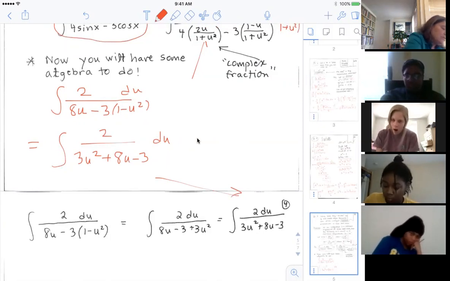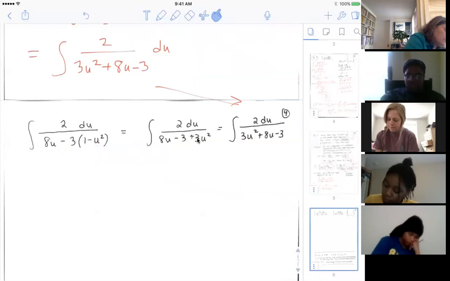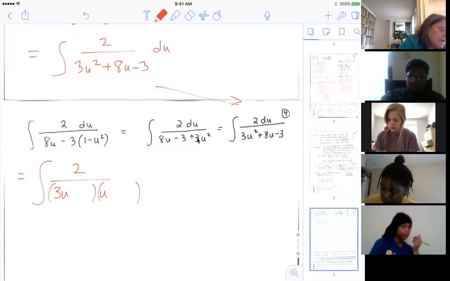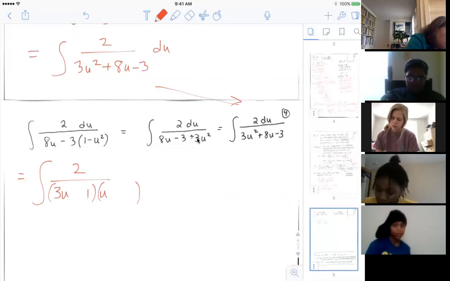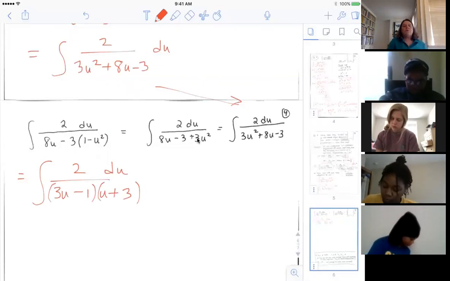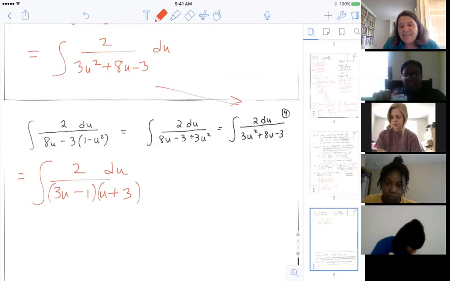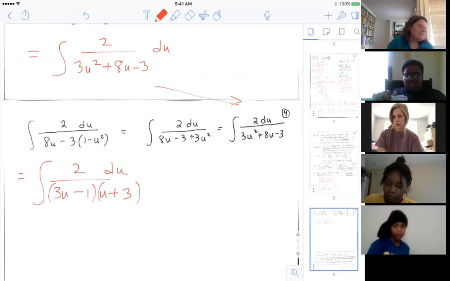So that's going to be equal to 2 over, that'll be 3u and a u. And I need an 8 in the middle. So I'm going to put a 1 and a 3 here. And I need a plus 8 in there. So I'm going to do this and this. Okay, now, talk to me and tell me what method I'm going to use on that. Partial fraction, exactly.